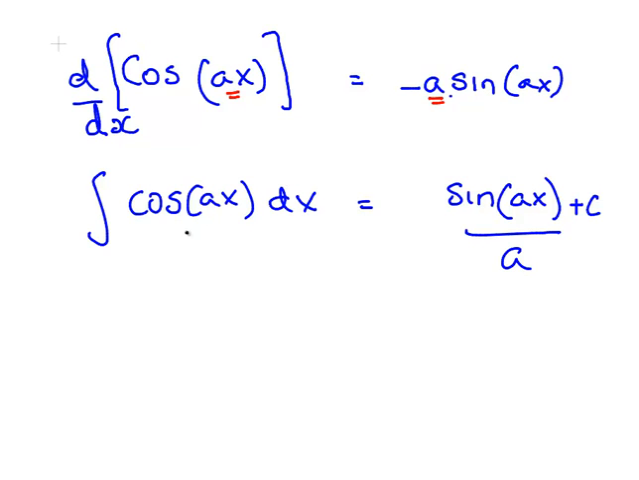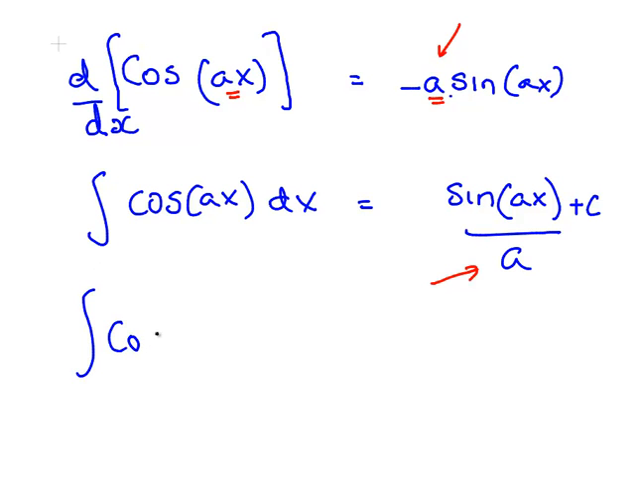Something different here: the integral of cos of ax dx is equal to sine ax over a plus c. Here we're dividing by a, as a counterpoint. We are multiplying by a when differentiating. The minus is something else. So when we differentiate, we multiply, and when we integrate, we divide by the constant a of x, okay? Just a quick example of that.